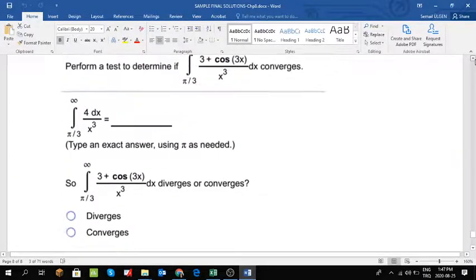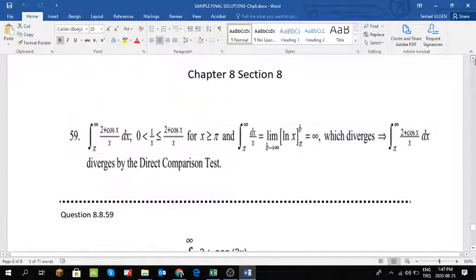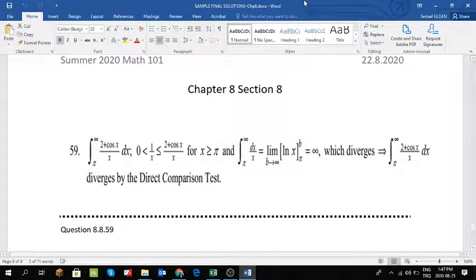Let's look at a similar question here. Look at that 59. The function is similar, 2 plus cosine x over x, but in this case the answer is divergent because of the p-test again. Observe that actually 1 over x is less than or equal to 2 plus cosine x over x, right? Because cosine x is bigger than or equal to -1, 2 plus -1 is 1, so 1 over x is less than or equal to this value.